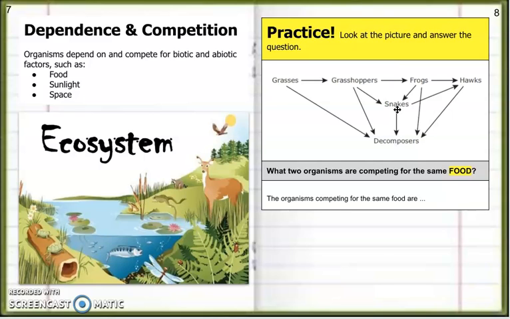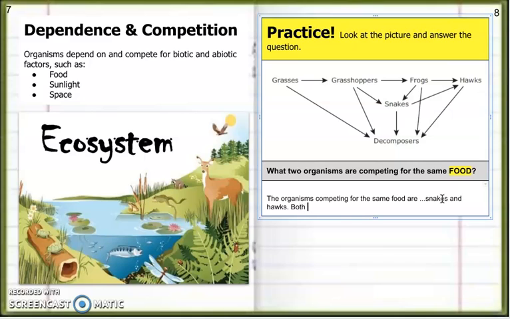Well, we can see that the frog's energy goes into the snake, and it also goes into the hawk. So the organisms competing for the same food are the snakes and hawks. Both want to eat the frogs.